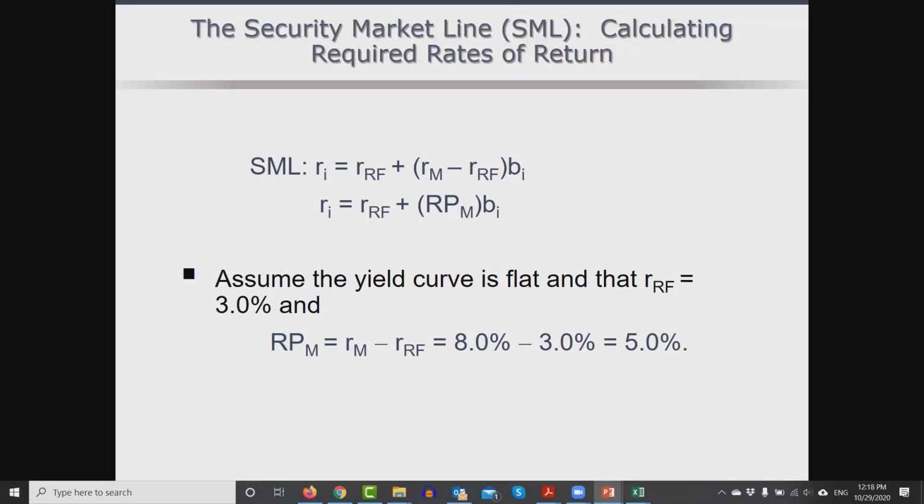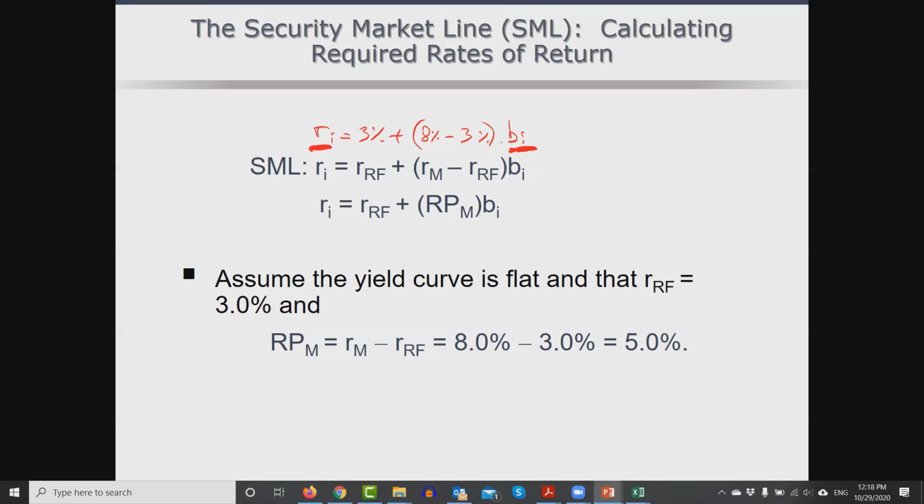Security market line shows the relationship between the required return for any stock and its beta. This is the required return for any stock, and this is the beta of that stock. If we know the risk-free rate in the market and the market return, we can easily calculate the relationship. Assume, for example, that the risk-free rate is 3% and market return is 8%. So this is 8%, risk-free rate is 3%. So this is going to be the required return equation for any stock in that market. Once you know the beta of any investment, you can calculate the required return for that investment.